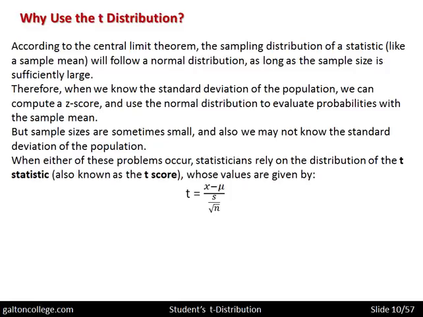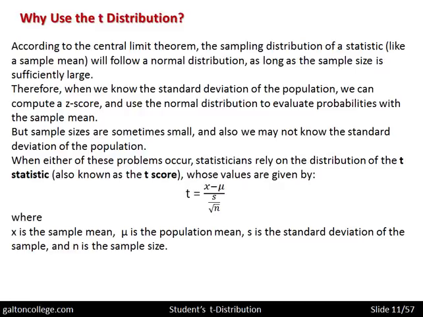When either of these problems occur, statisticians rely on the distribution of the T-statistic, also known as the T-score, whose values are given by that formula. So we say T is equal to X minus mu, all over S divided by the square root of N. And we'll see how this formula works out in a second. I'm not going to deal with it straight away, but let's just explain the terms.